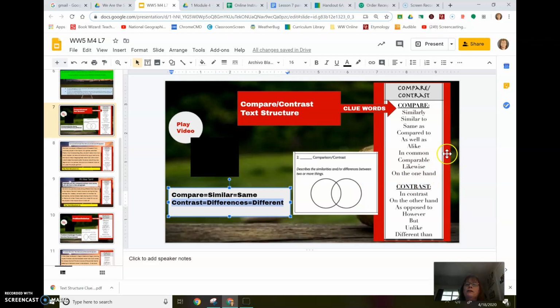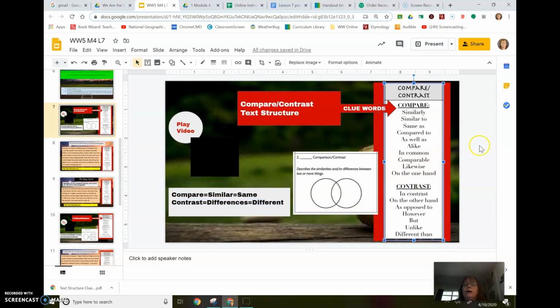This list off to the side in red is a list of words you might find in a compare-contrast paragraph that help you know that they're telling how they're the same and different. The paragraph might have words like similarly, as well as, alike, in common. To tell how they are different, it might use words like in contrast, on the other hand, however, but, unlike, different. We're going to look at a sample paragraph from Chapter 2 of your book.